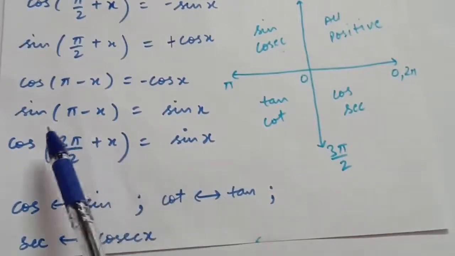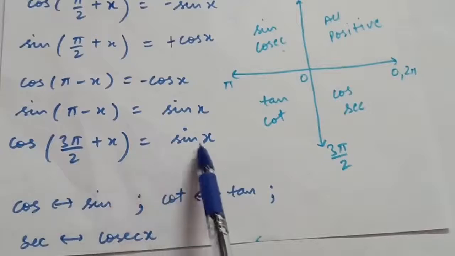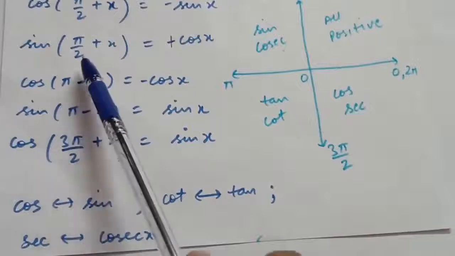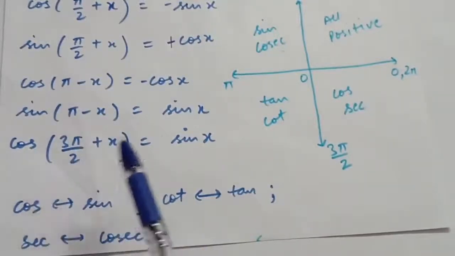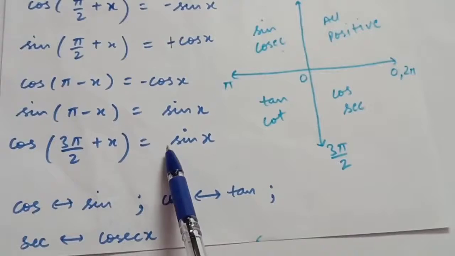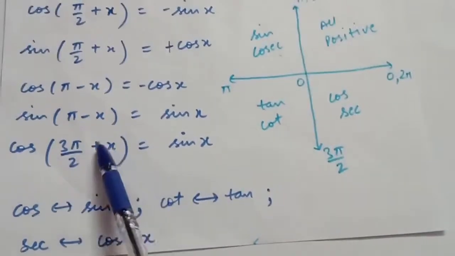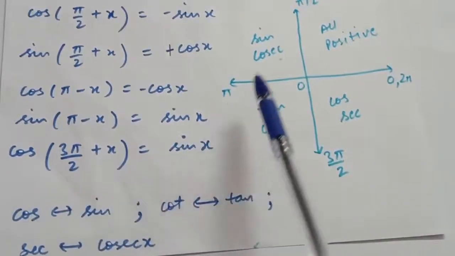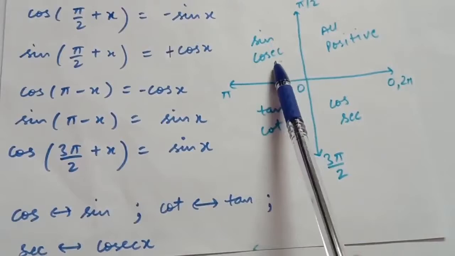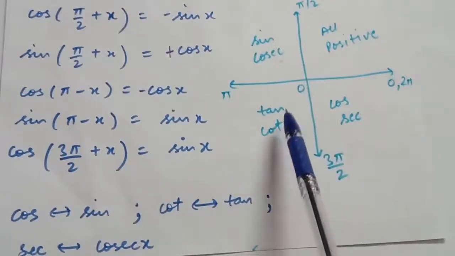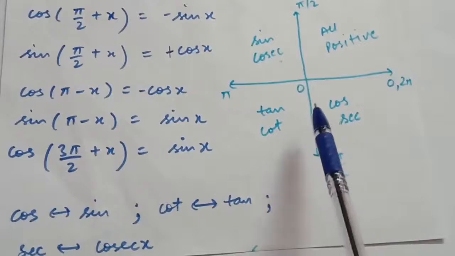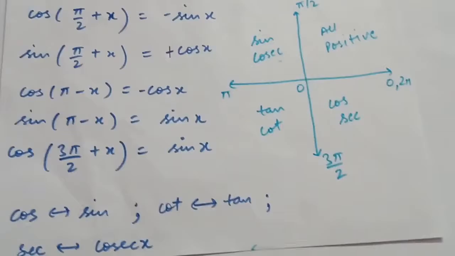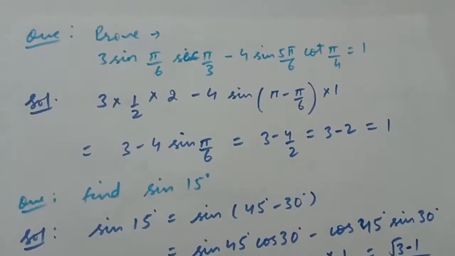So you have to see whether the trigonometric function will change or not according to this. If it is pi or 2 pi, then it will not change. If it is pi by 2 or 3 pi by 2, then it will change, right? And plus and negative sign you will see according to the angle. If the angle lies in the first quadrant, then all the trigonometric functions will be positive. If it lies in the second quadrant, then sine and cosecant are positive. If it lies in the third quadrant, then tan and cot are positive. And if it lies in the fourth quadrant, cos and secant are positive. Okay. Now we will try to solve some questions.